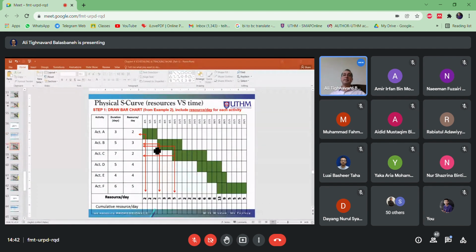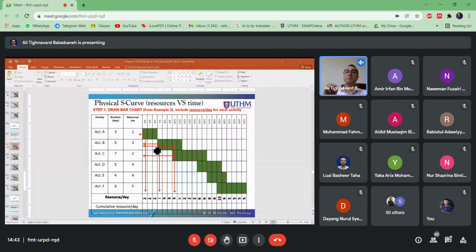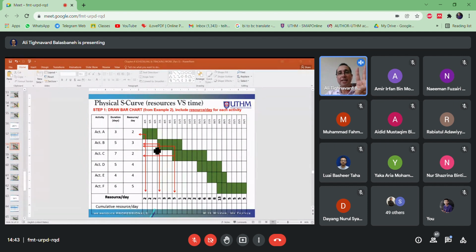Now let's go back to the physical curve. Step 1, draw the bar chart. Just like the previous financial one, first of all, you have to draw the bar chart. What is the bar chart? It's the green boxes you can see here, the green bars. But this time, we have to talk about the resource. Resource means how many workers every single day need to work for the project. Activity A requires 2 workers, but that's not all the issue because activity A will continue for 3 different days.